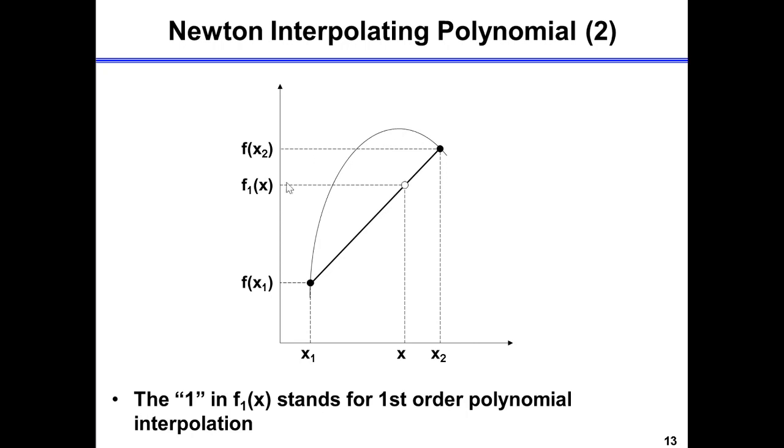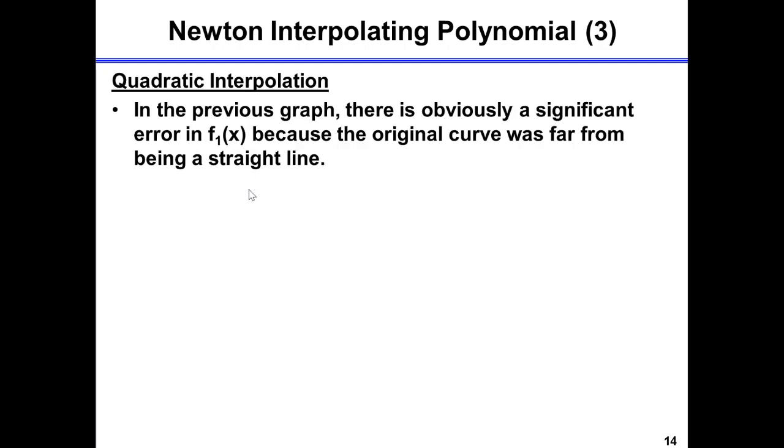The 1 here in f1(x) shows that it's for the first order polynomial interpolation. So that was the first order, right?